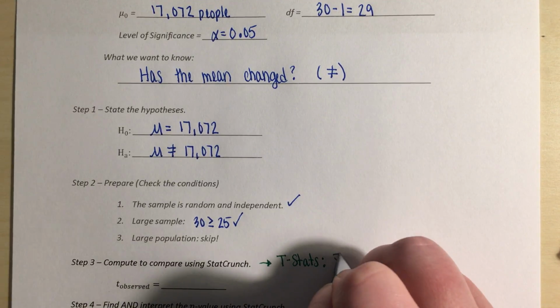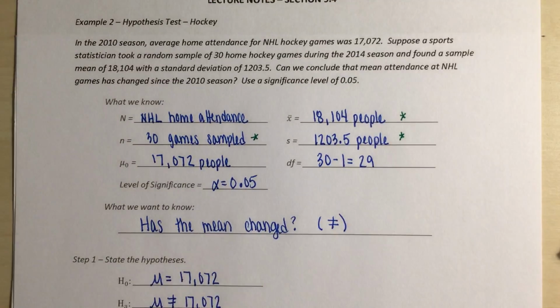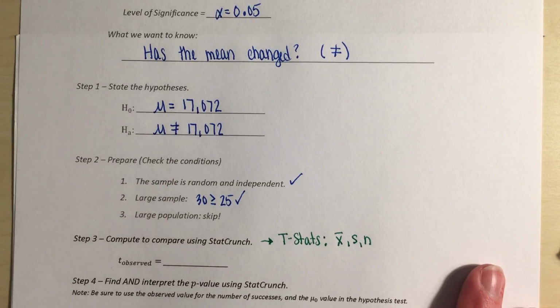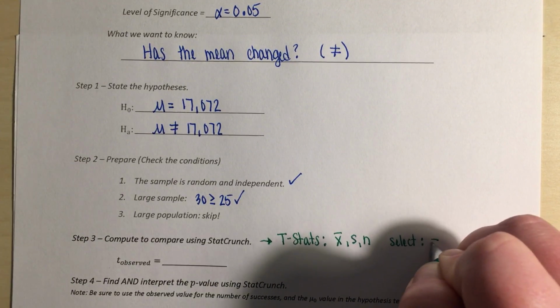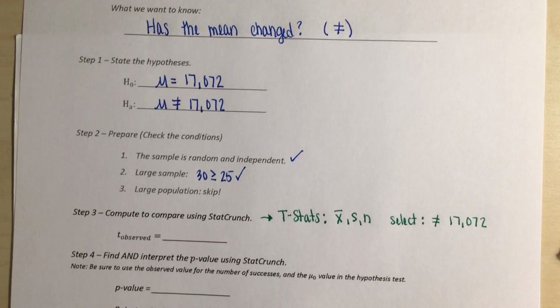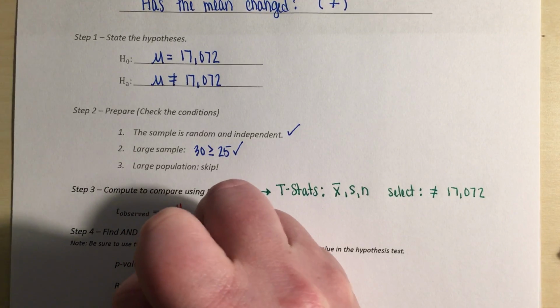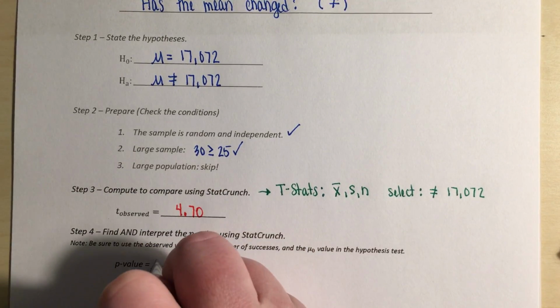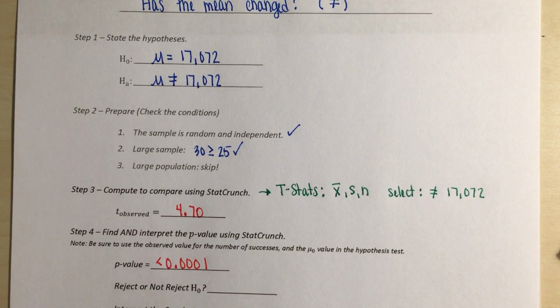Remember, we want to use our X bar, our S, and our N. So from up here, these values are what we're going to use in StatCrunch. Make sure also that we select, in this case, the not equal to sign, and we put that 17,072 in there. Right, that's going to give us our T statistic and our p-value. Our T we get is 4.70. Our P that we get, we're given is less than 0.001.